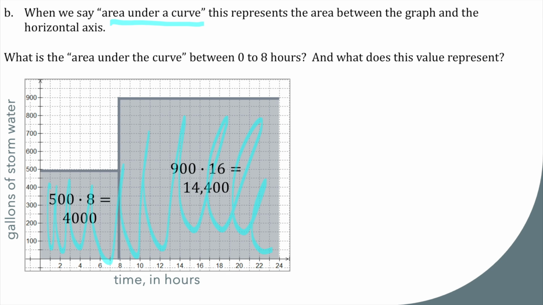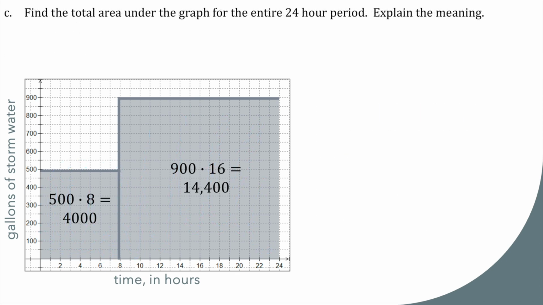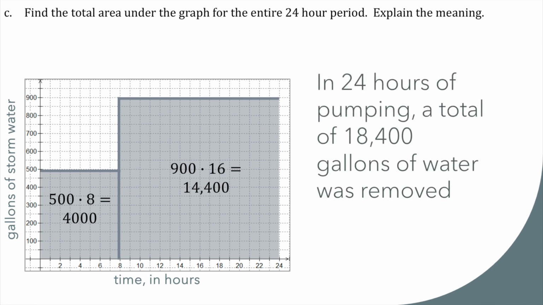So what's the area under the curve between 0 and 8 hours? And what does that represent? 4,000 is the area, and that represents 4,000 gallons of stormwater that was removed during the first 8 hours. What's the total area under the graph? The total area is 4,000 plus 14,400, which is 18,400, and that represents the total gallons of water removed in that 24-hour period.